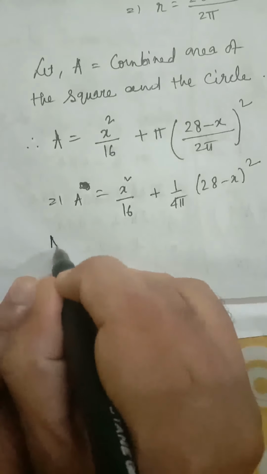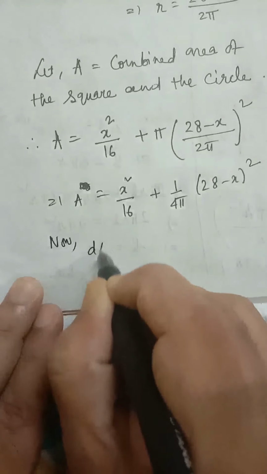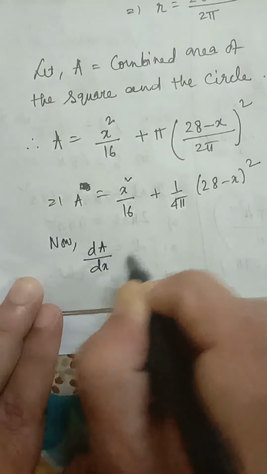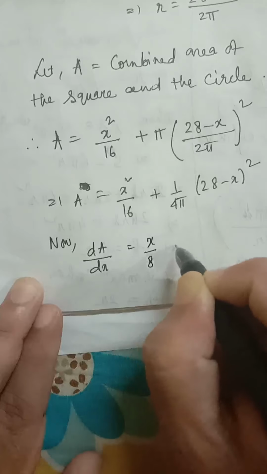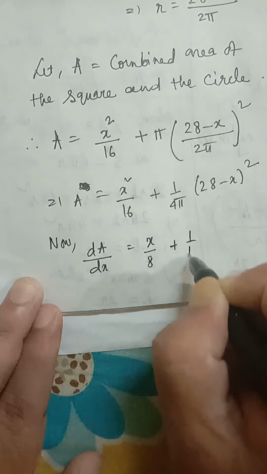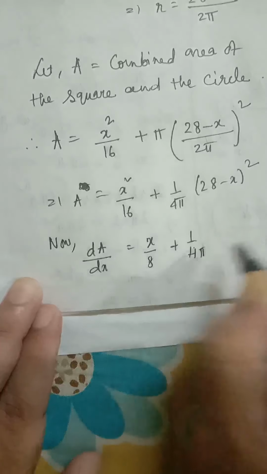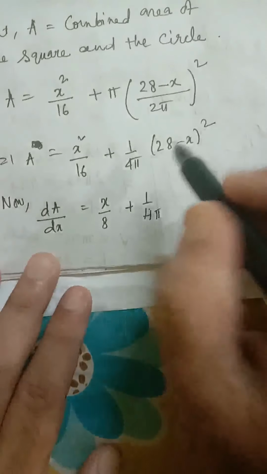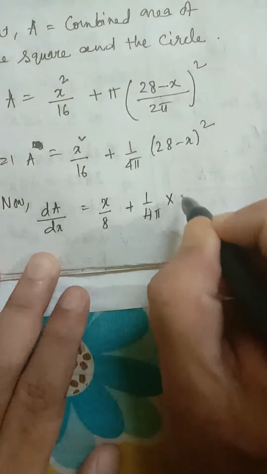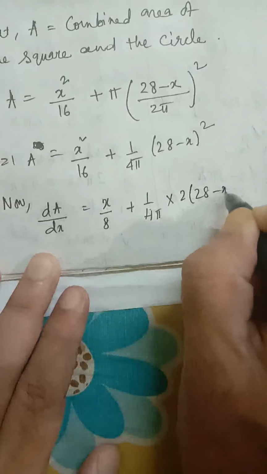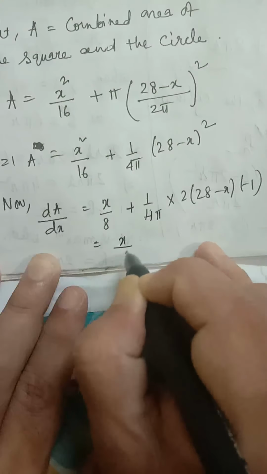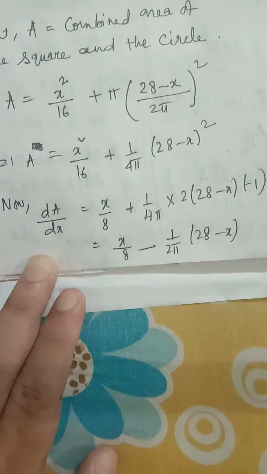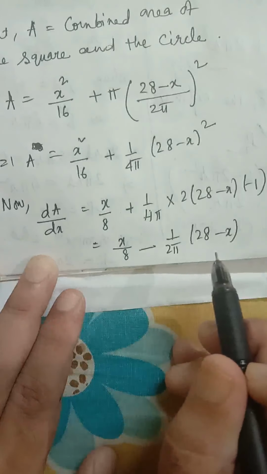Now dA/dx, if we differentiate both sides with respect to x, this will be 2x by 6, that is x by 8, plus 1 by 4π into x square, its derivative is 2 into (28 minus x) into minus 1. So ultimately it will be x by 8 minus 1 by 2π into (28 minus x).